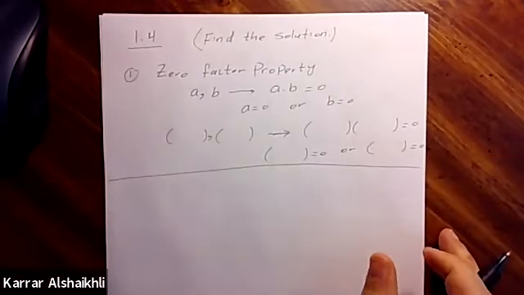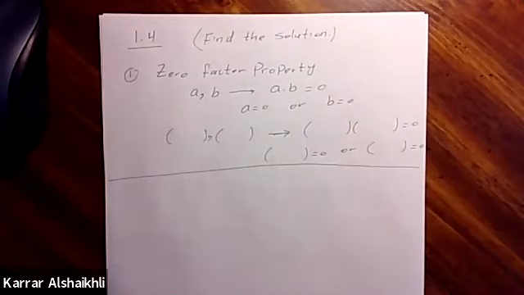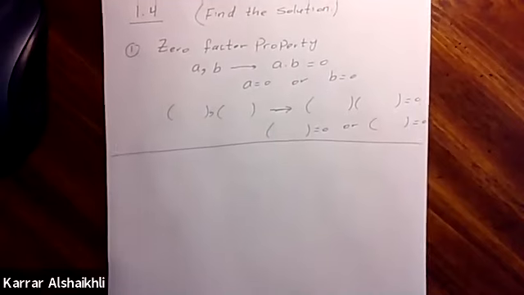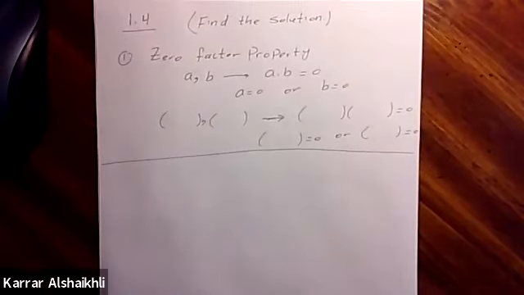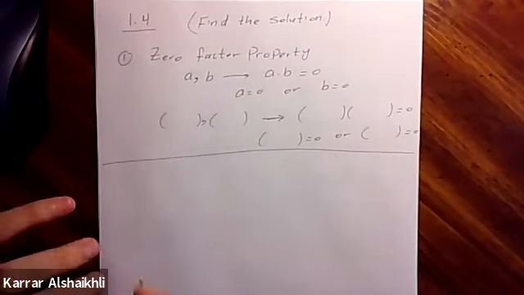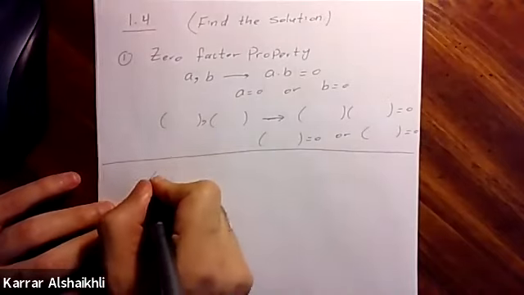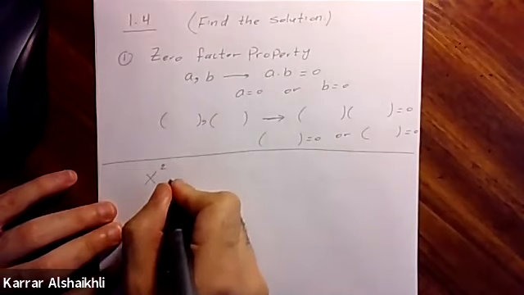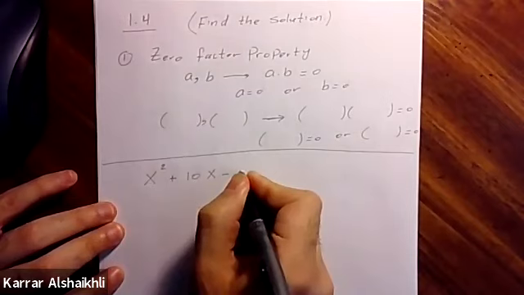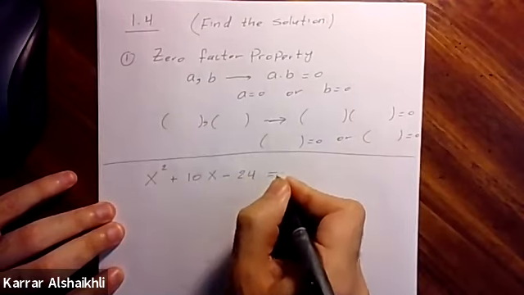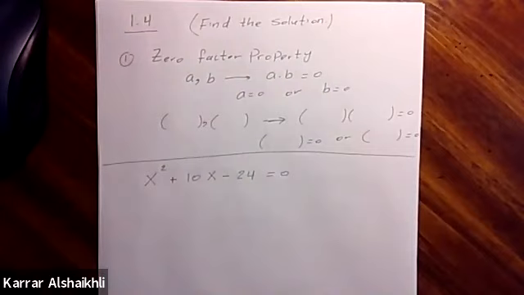Let's do an example about how to use the zero factor property. The main idea with this one is to find the solution of the quadratic equations. For example, if we have x squared plus 10x minus 24 equals 0. So here is the example. I need to find the solution for this example.